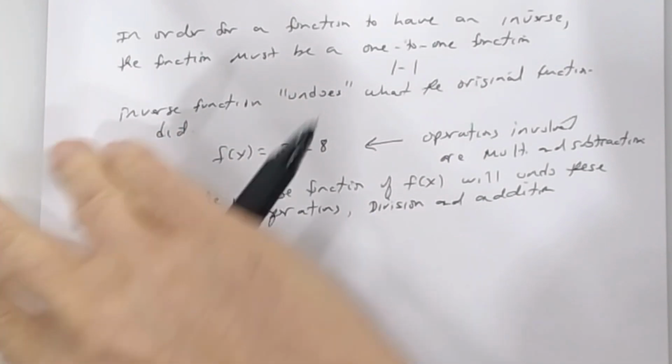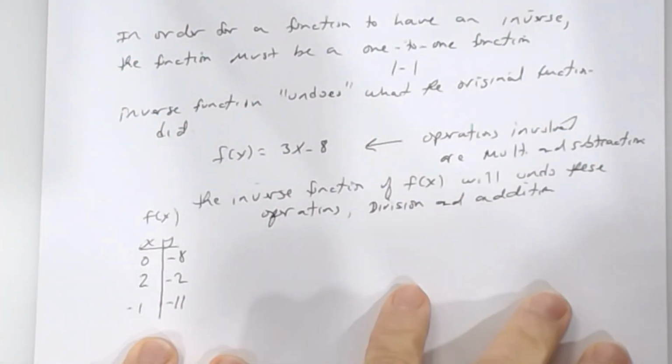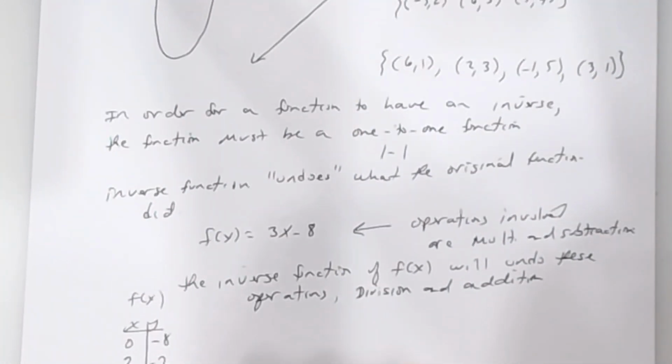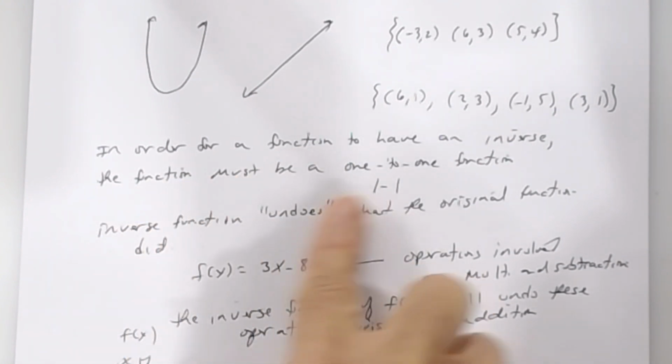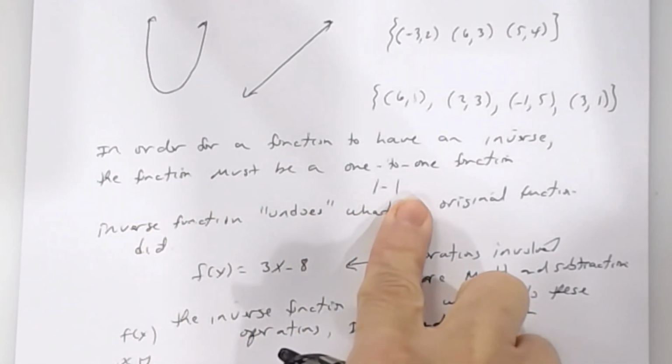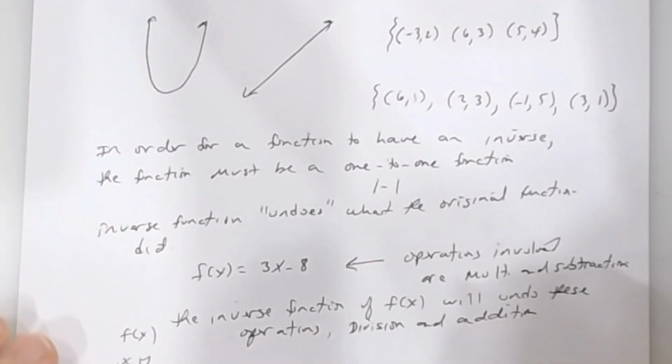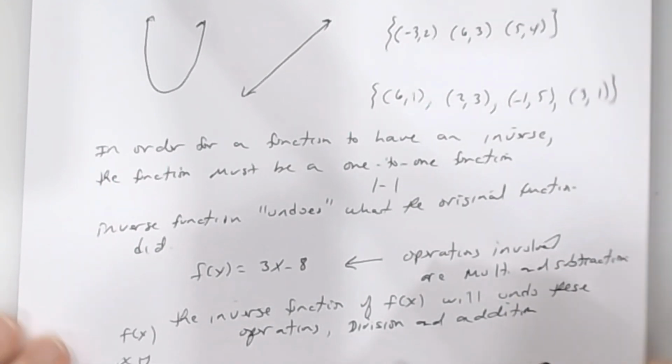Now, in order for us to talk about an inverse function, this function has to be what kind of function? 1-to-1. So let's talk about a 1-to-1 function. What is a 1-to-1 function?